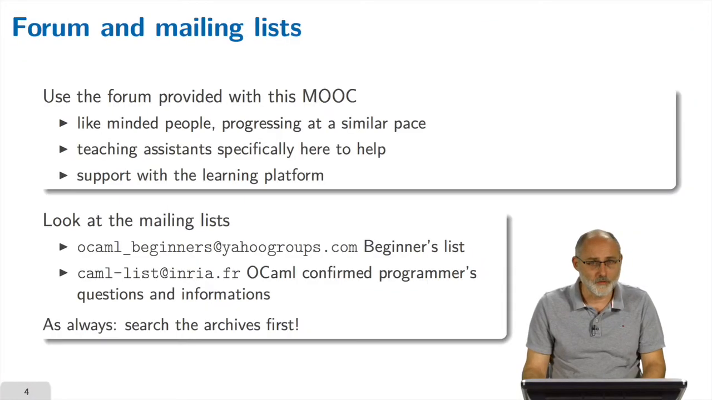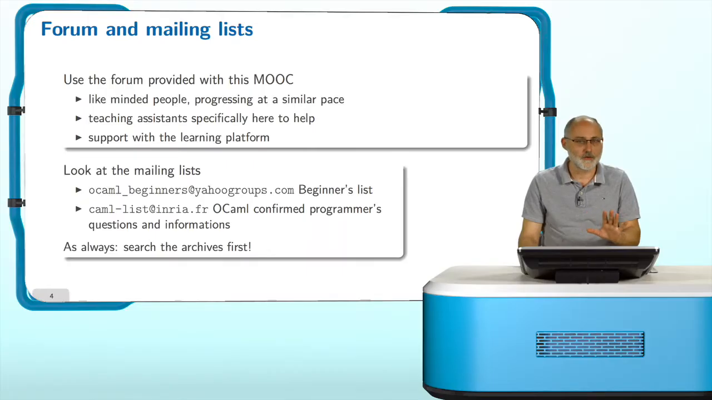But if you really want to have a look, there are interesting mailing lists to explore. There is the OCaml beginners group on Yahoo Groups, which is a beginners list. And there is an official OCaml list, still run by INRIA, where confirmed OCaml programmers go to post questions and post information. But this is an advanced mailing list. As always, the netiquette is the same. Search the archive first before asking a question. Don't ask elementary questions on the advanced mailing list, etc. Start with the MOOC environment first.